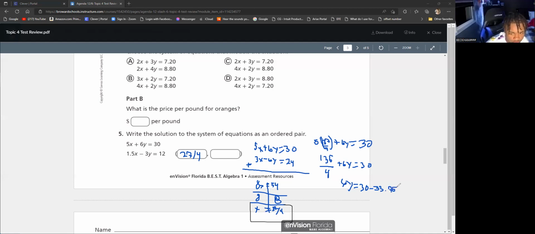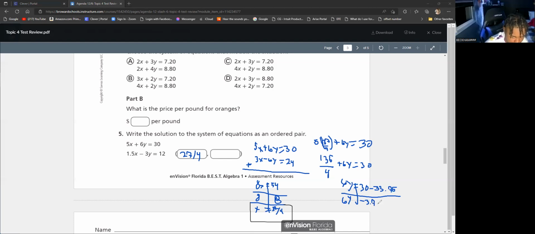Okay. Now just simplify. 30 minus 33.75, how much? So 6y equals. Okay, one step at a time. Put the 6. Yep. So what's 30 minus 33.75? Negative 3.75.